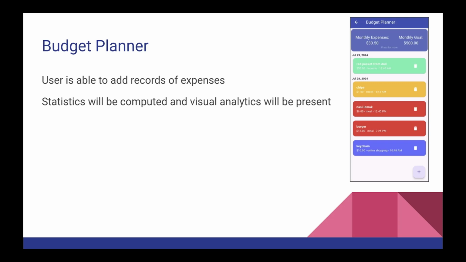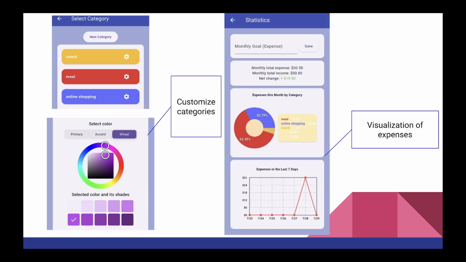Next up is our budget planner. So users can add records of their own cash flow with custom categories. Visual analytics of their expenses are also available to help better plan their budgets. To the left is the category creation menu, where users are able to create and select their own categories with a custom color. Meanwhile, on the right side, we have the statistics page.